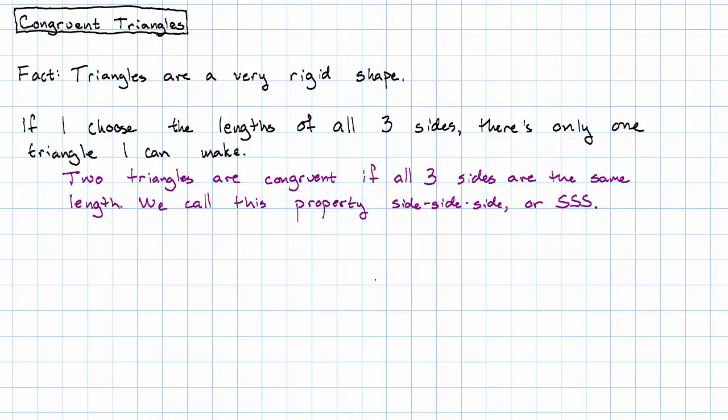Two triangles are congruent if all three sides are the same length. We call this property side-side-side, or SSS. All right, so I'm going to draw a picture. Here I'm going to mark the different lengths of the three sides. If I give you another triangle and tell you that its three sides are the same length, the two triangles must be congruent. Notice, the sides with one tick mark match up, the sides with two tick marks match up, the sides with three tick marks match up. That's the way I can show you in a picture that sides are the same length as each other.